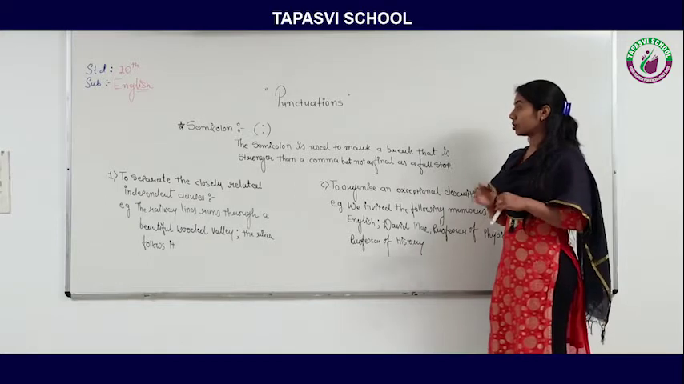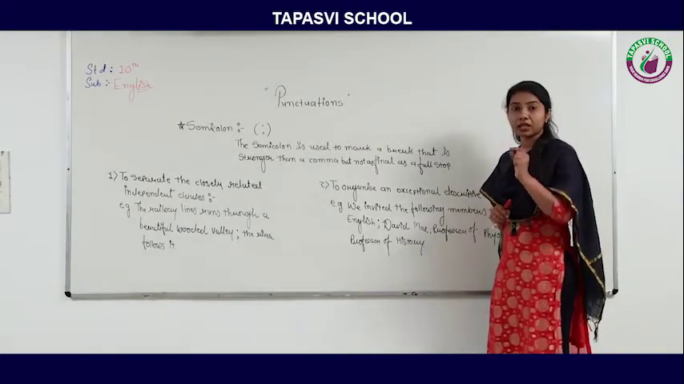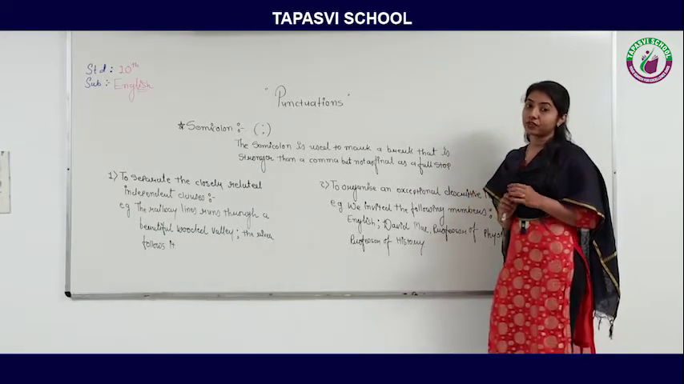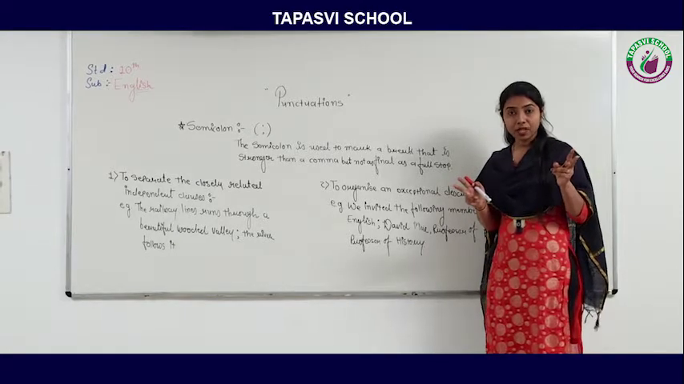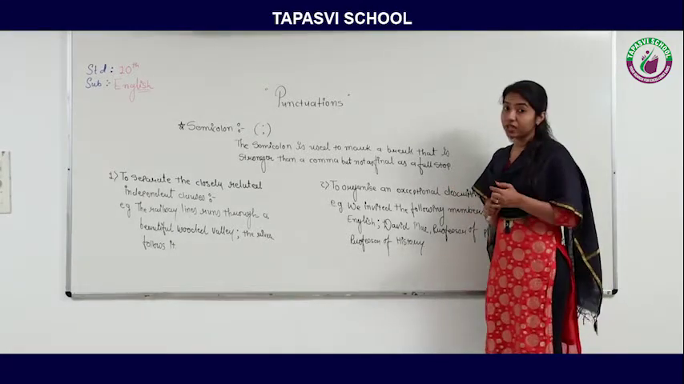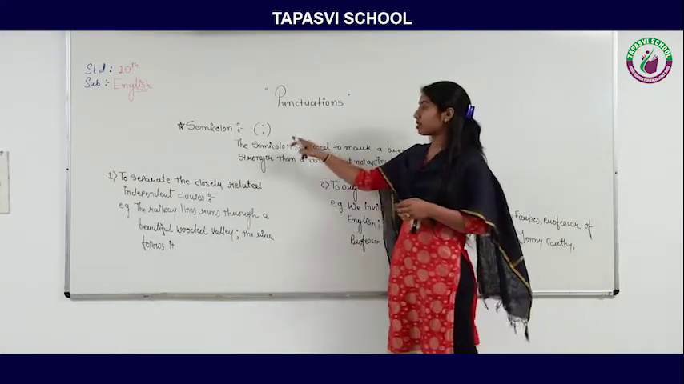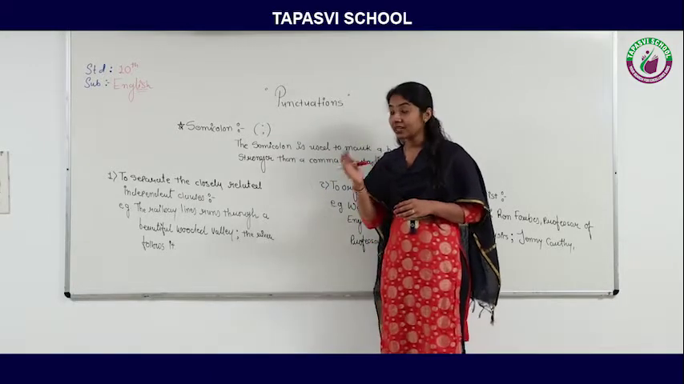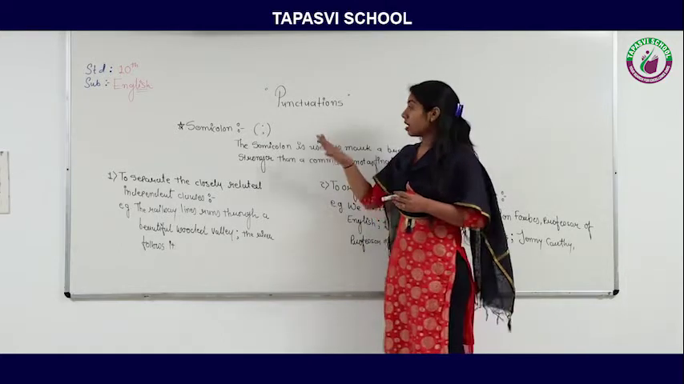The semicolon is used to mark a break that is stronger than a comma but not as final as a full stop. So this is similar to both of the previous ones but not the same. Here I have given the symbol of the semicolon. This we routinely read and observe in English literature.